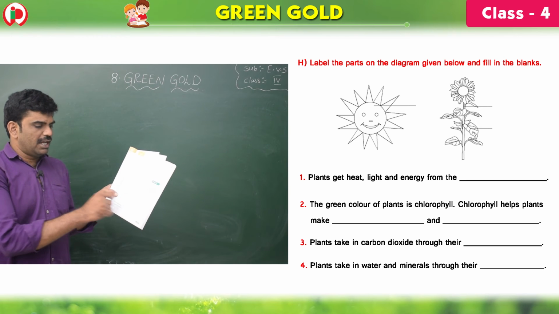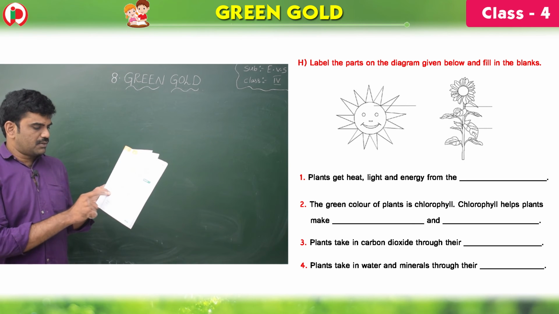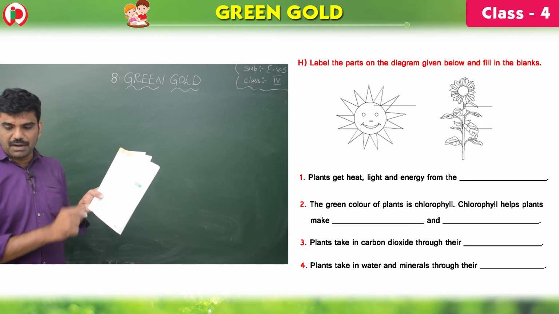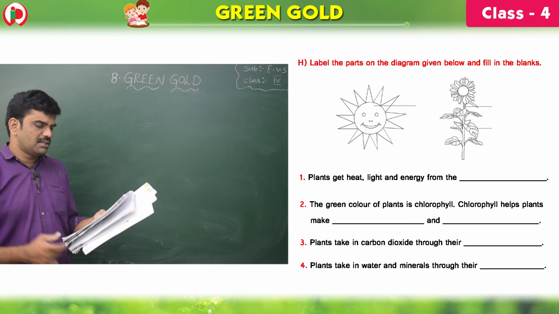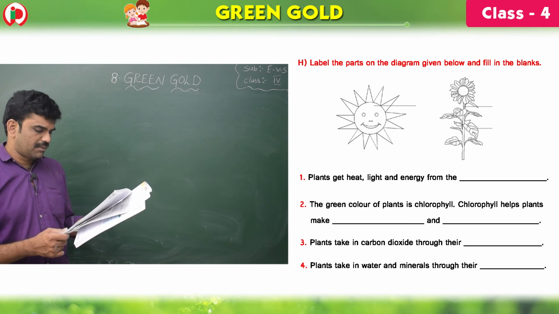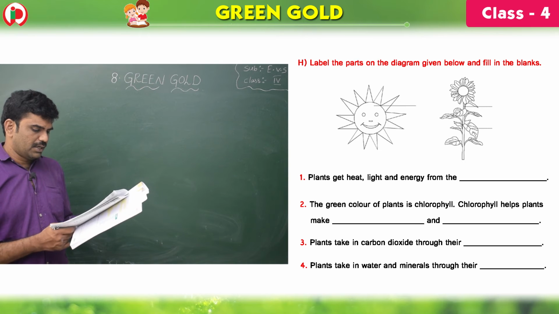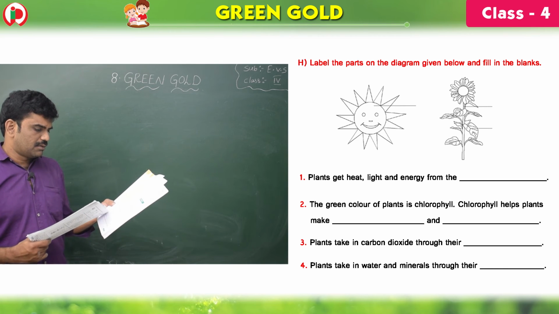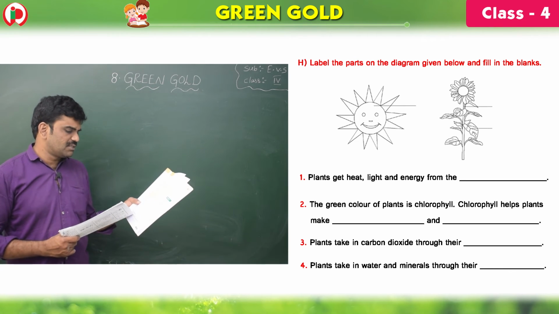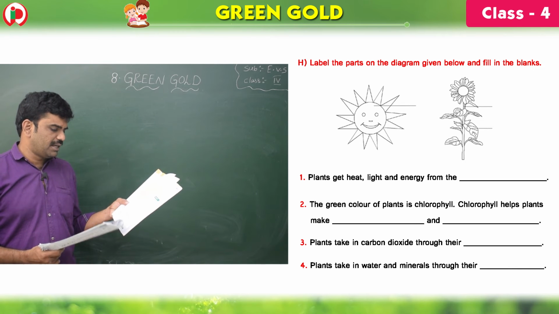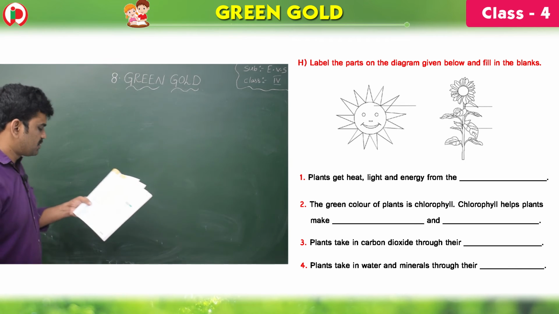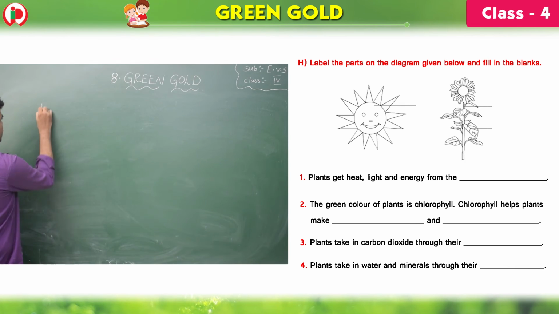Now you have to label, children. So label the parts. So what are the parts in the diagram? If you will see here, now label the parts that are there in the given diagram. Here if you will observe, plants get heat, light and energy from the. So what is the first one? See H.